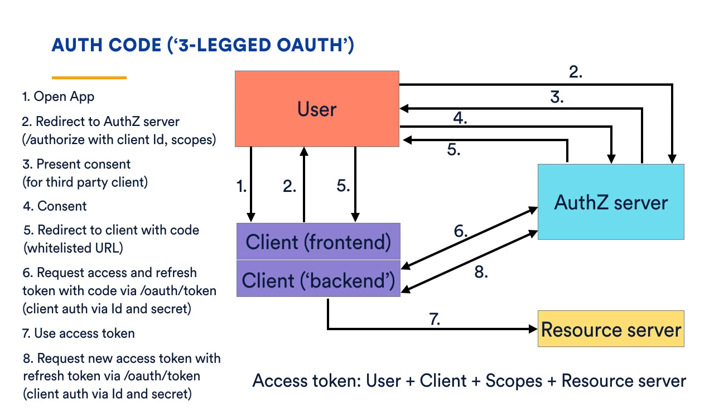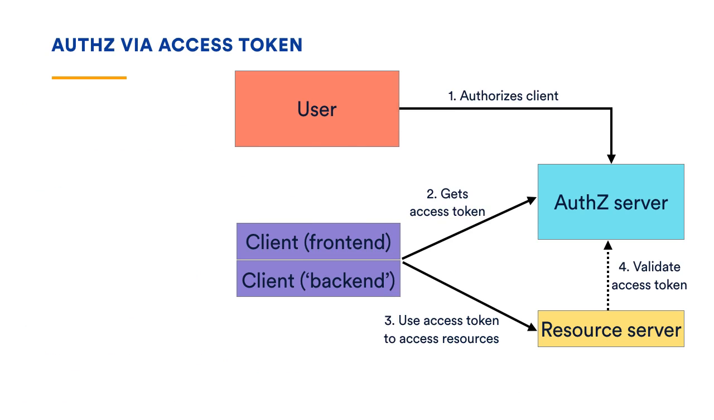So you can kind of see this diagram is really complicated, but really it all boils down back to this simple place, right? Where you've got user authorizing client, getting access tokens, and using those access tokens to access the resource servers. All right, so that's OAuth.